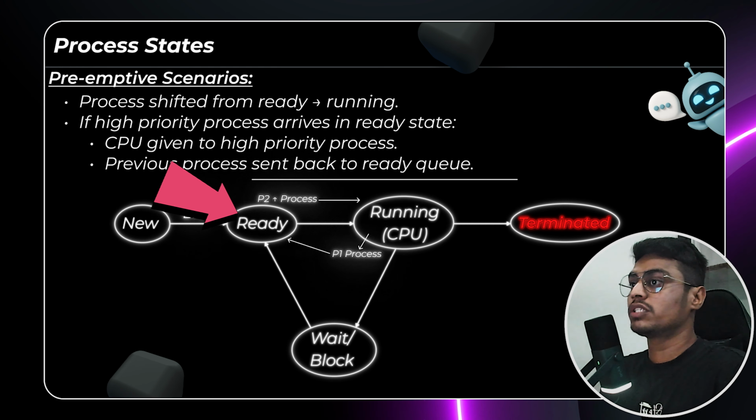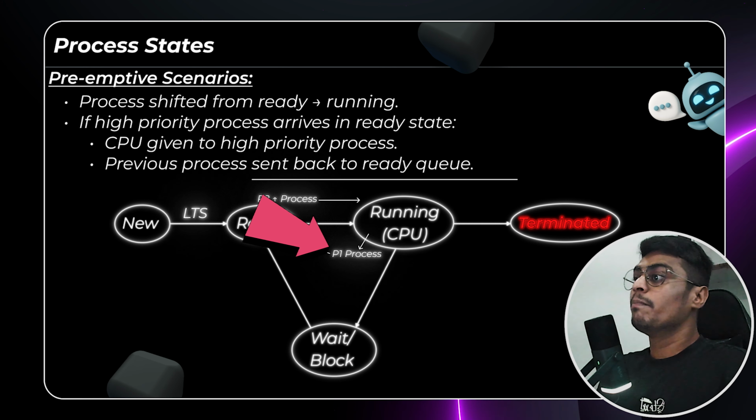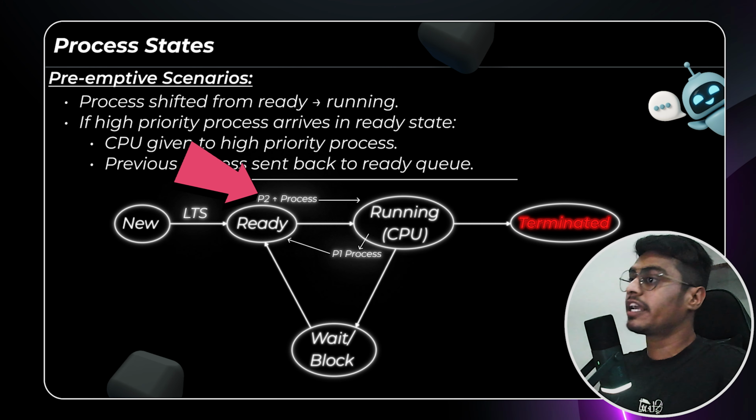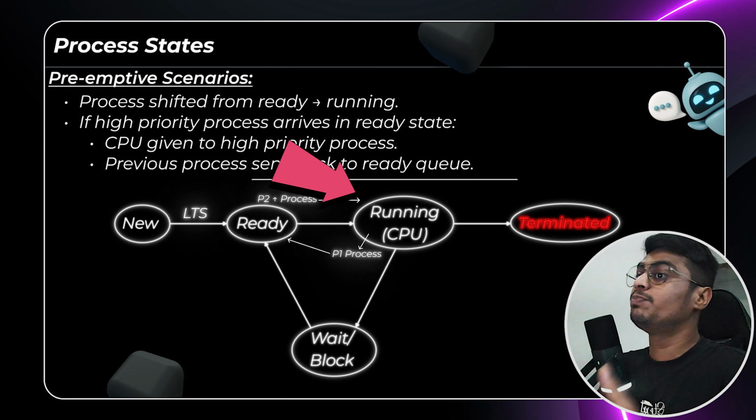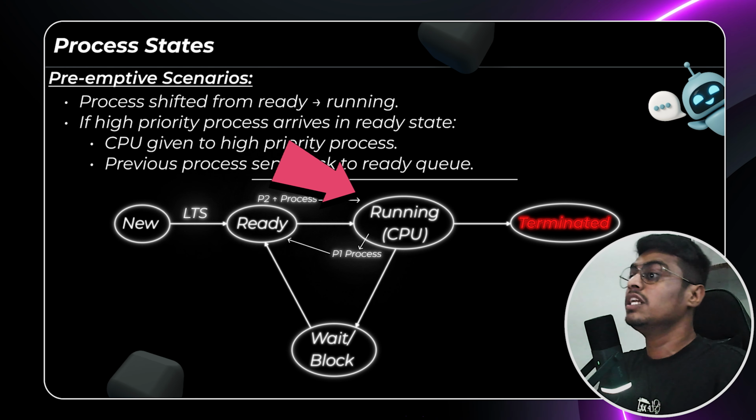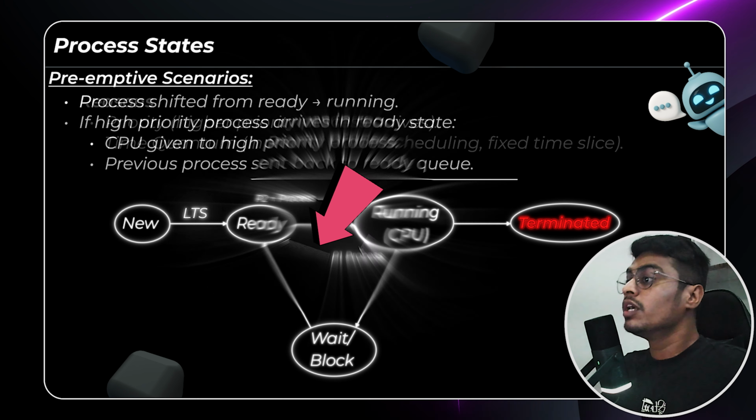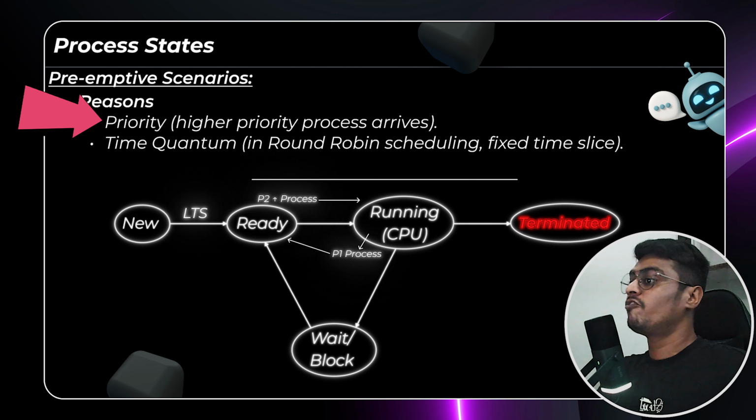Suppose we shifted a process from ready to running state, but suddenly a high priority process came into ready state. We will give CPU to execute this priority process first, sending the process back to the ready queue. This happened due to two main reasons. First is priority. A bigger, higher priority process arrives.